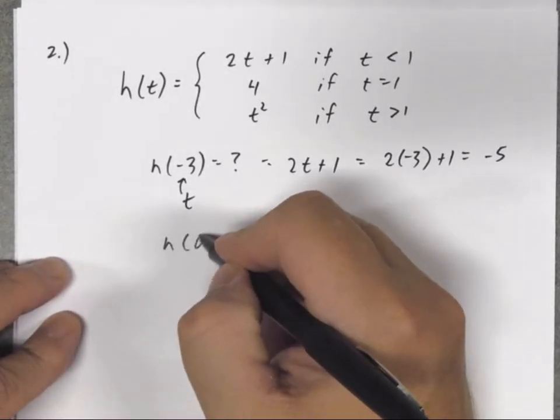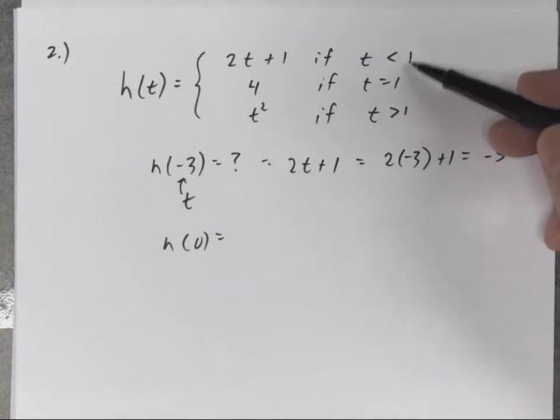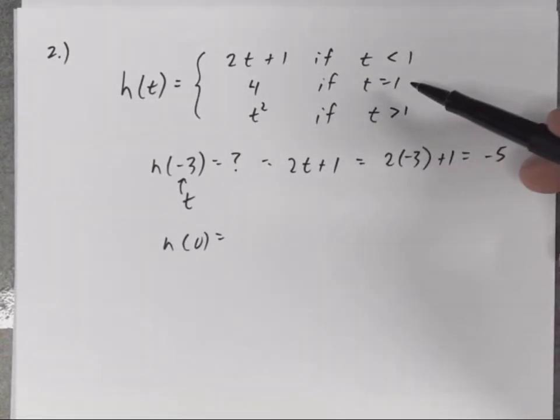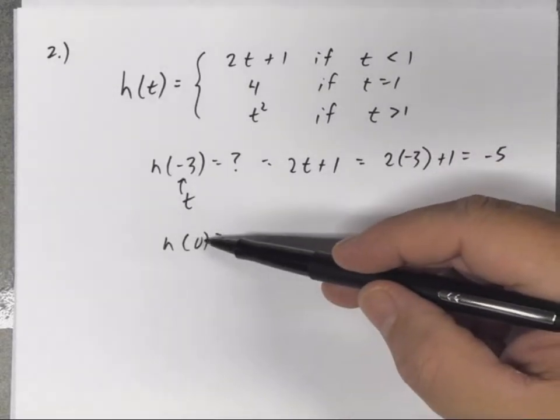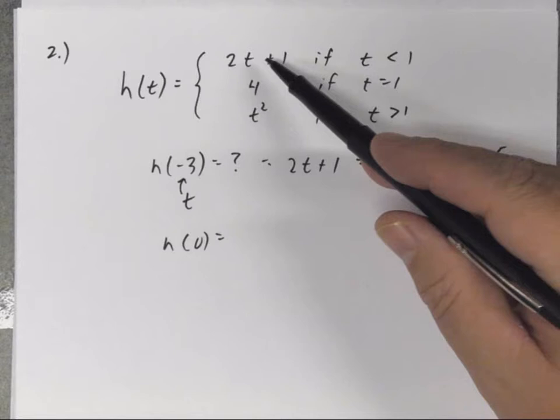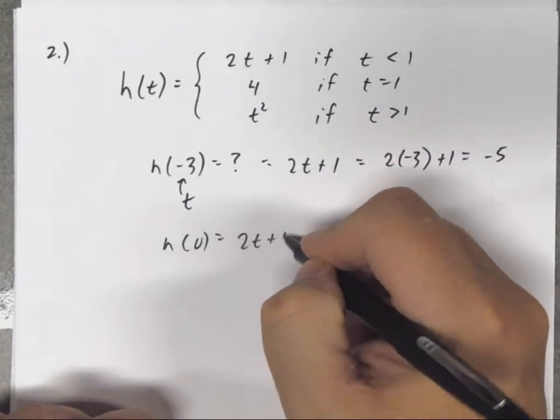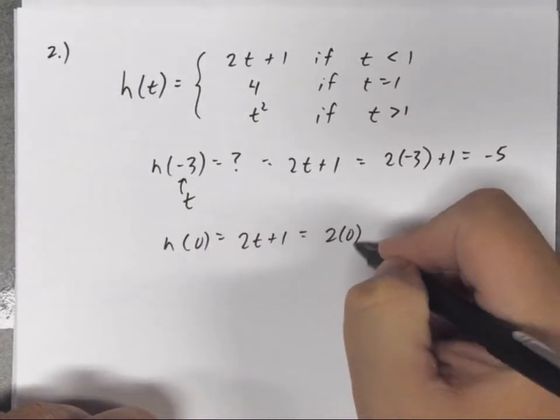Then they say, what is h of 0? Well, once again, you go and figure out which of the three expressions you're going to use. Now for t equals 0, it looks like I'm still right here on this first one. So I plug in a 0 for t.